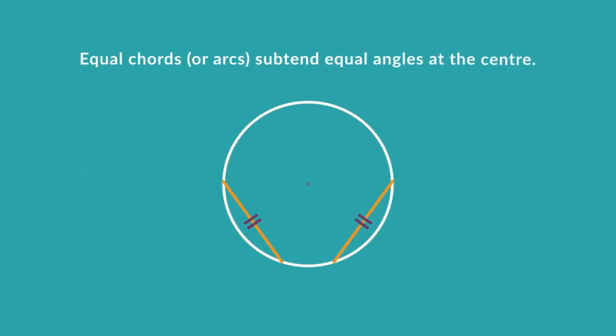Equal chords, or arcs, subtend equal angles at the center. This theorem states that two chords of equal length anywhere on a circle will subtend equal angles at the center.